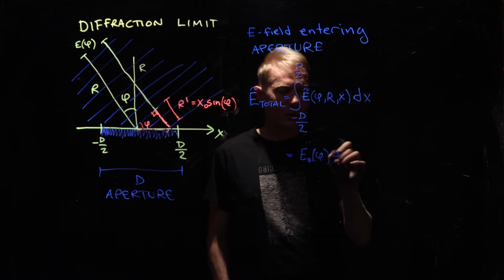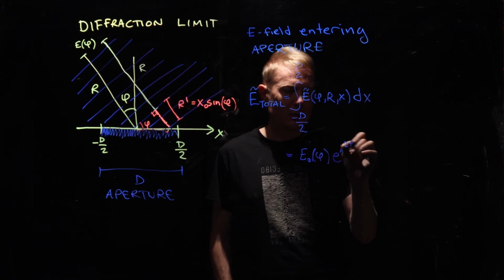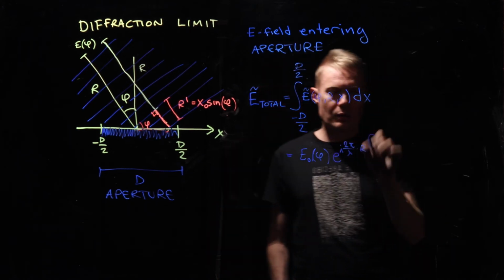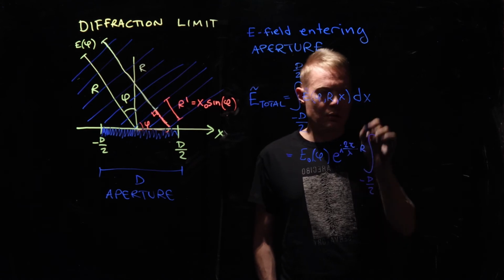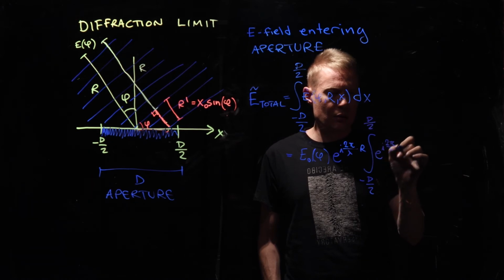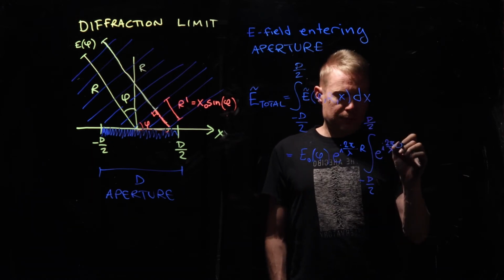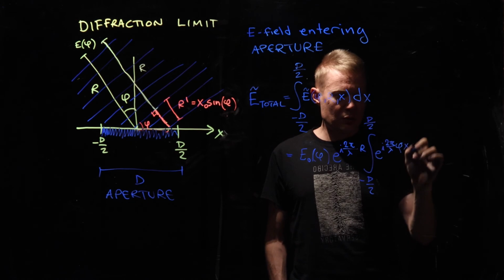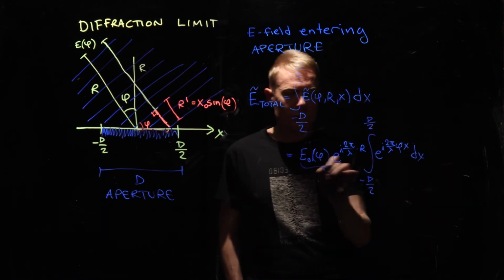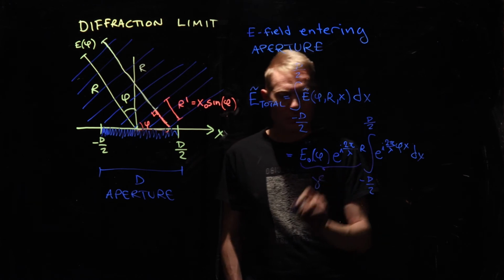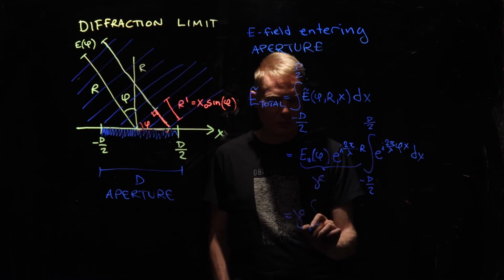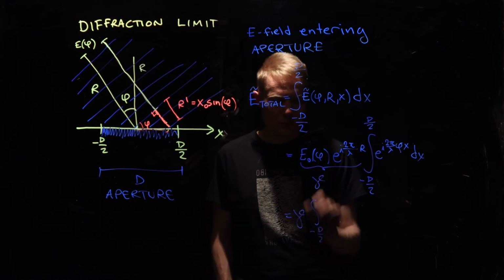We can move e to the i 2 pi over lambda times r in front of the integral because it's a constant value. And what's left inside the integral is e to the i 2 pi over lambda times x times phi. Now I'm going to set all of the constants in front of the integral as gamma, as what determines the angular resolution is inside the integral, not in front of it.